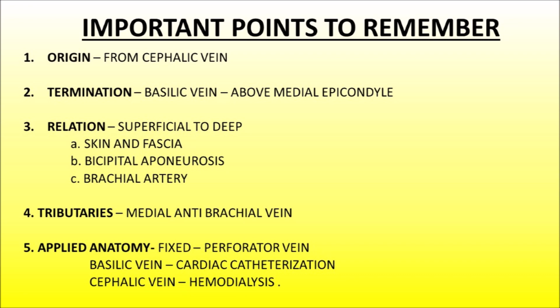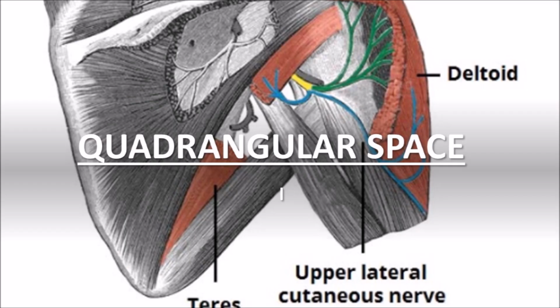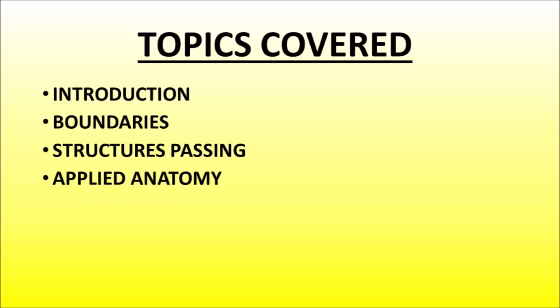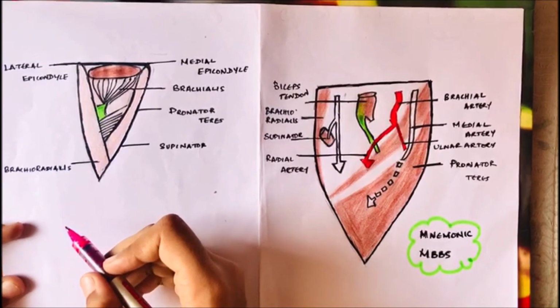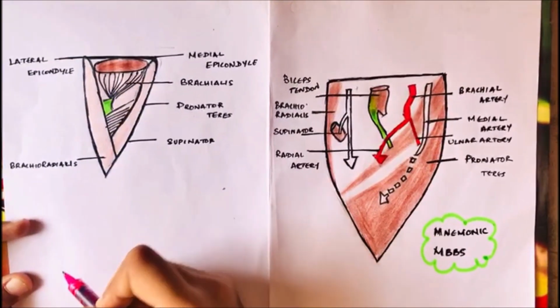The applied anatomy of the median cubital vein is that it is a commonly used vein for the withdrawal of blood for investigation and therapeutic purposes, and this vein is fixed by a perforator vein. Now, the next most important short note is the cubital fossa. The topics that will be covered under cubital fossa are its introduction, boundaries, contents and the applied anatomy. Now, let us discuss in detail about the cubital fossa.